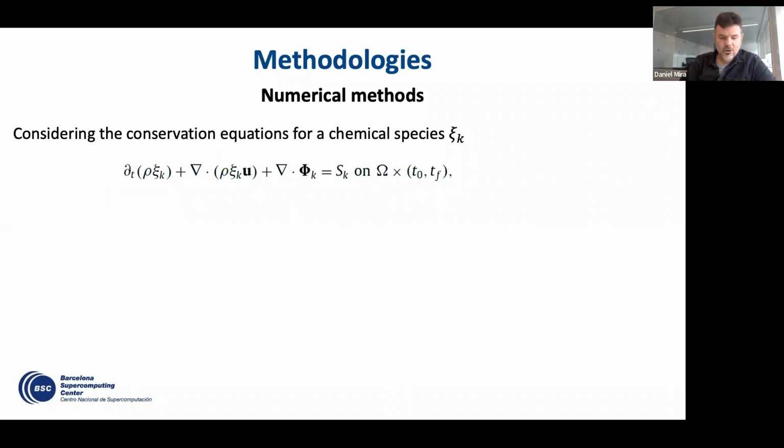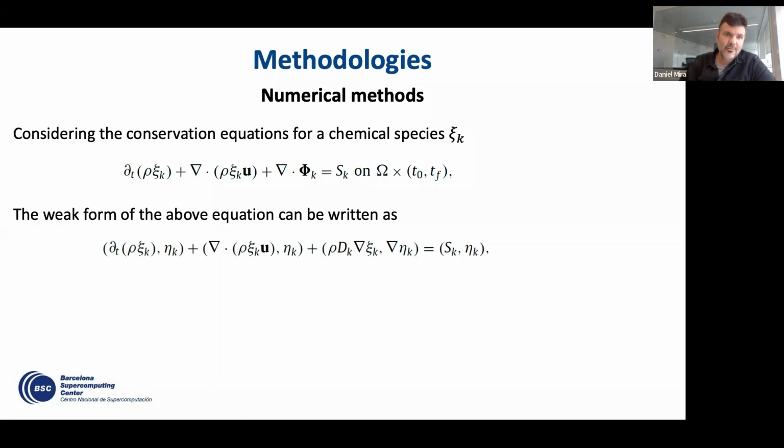So just going in this direction and trying to highlight the importance of numerical methods, if we consider the same transport equation for a chemical species, this is the continuous form of this transport equation. Basically, most of the researchers working in combustion solve this equation exactly as I posted here. However, in fact, when we use numerical methods, we solve a discretized form of this equation, which I represented here by the weak form of this equation.